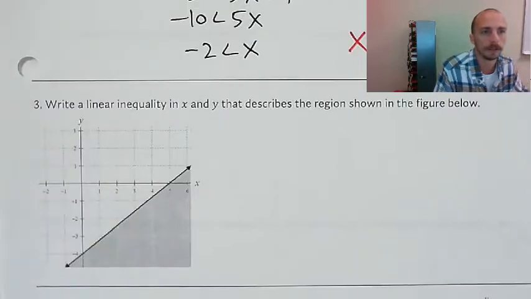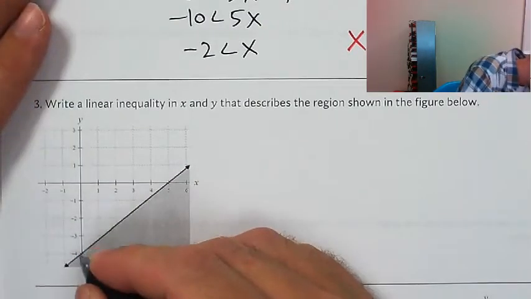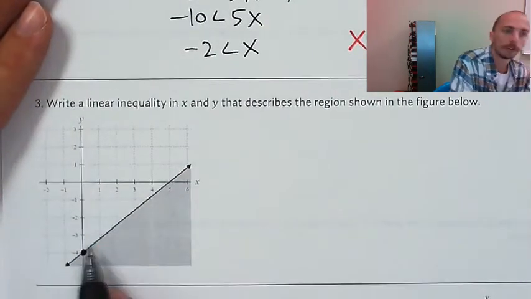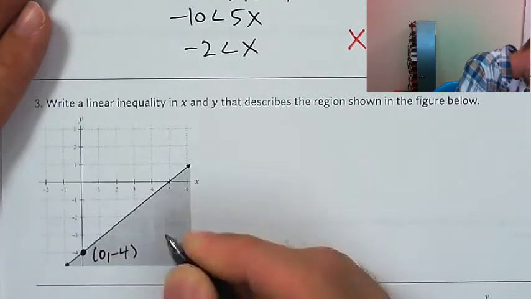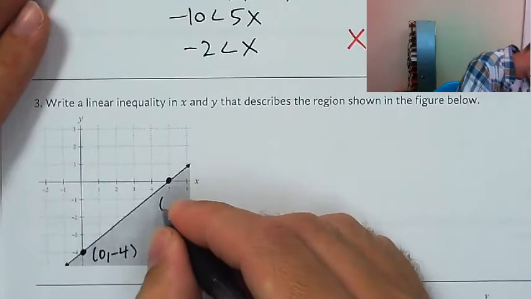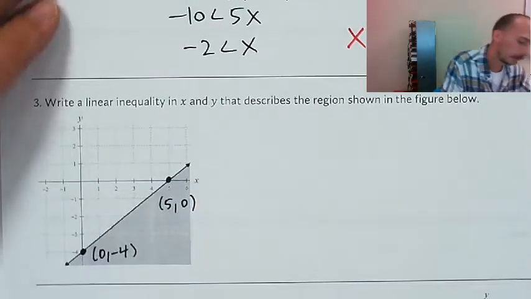Okay, now we've got: write a linear inequality in x and y that describes the region shown in the figure here. So I've got a y-intercept of negative 4. So that's where x is 0 and y is negative 4. And then an x-intercept of 5, so that's where x is 5 and y is 0.